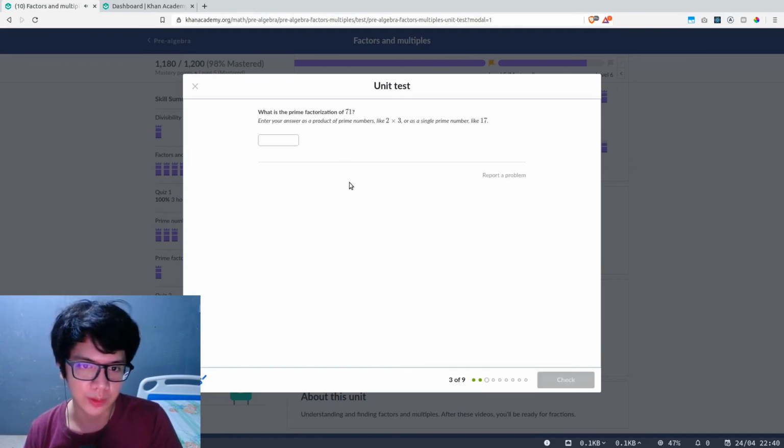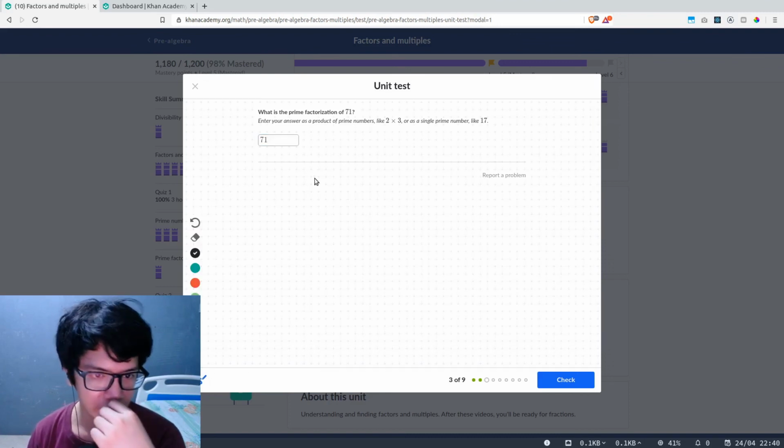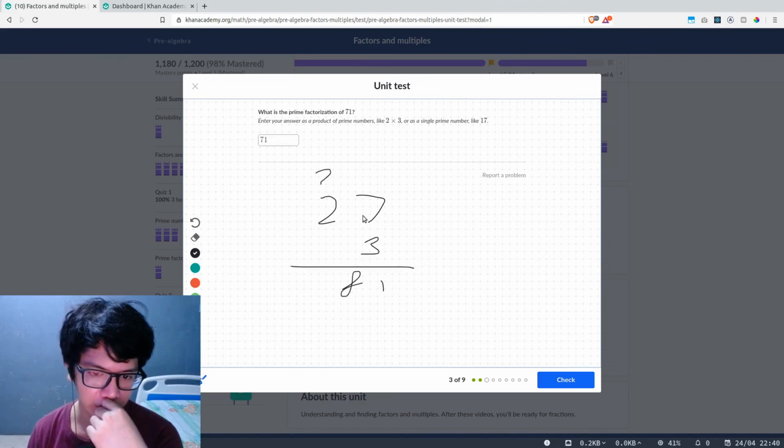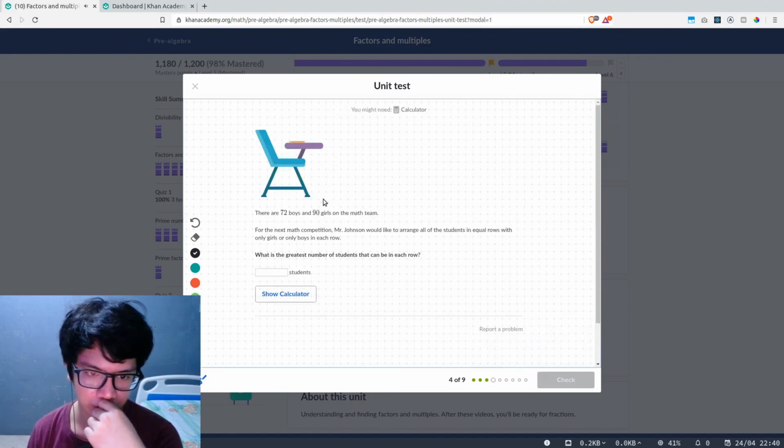What is prime factorization? 71. 71 is already prime, I believe. Could be wrong. Could be divisible by 3. If you have 27, oh, that's more than that. No. Oh no, actually, let's try. Let's give it a try. 27 times 3. 1, 2, 6, 7. It's 81. Yeah, 7.